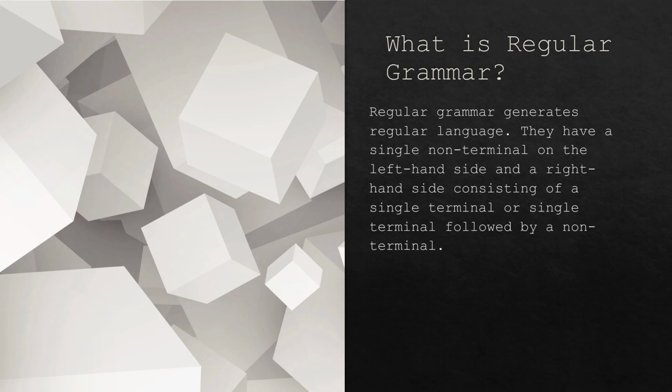Let's start. So first things first, what's regular grammar? Regular grammar generates regular language, and they have a single non-terminal on the left-hand side and a right-hand side consisting of a single terminal or a single terminal followed by a non-terminal. It might sound confusing, but I will explain it to you later.